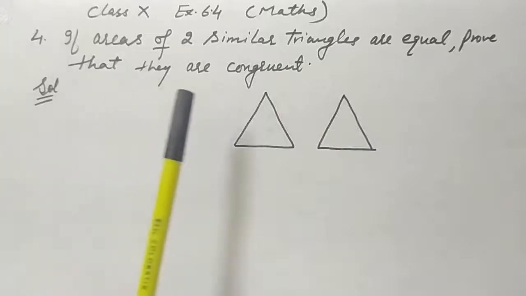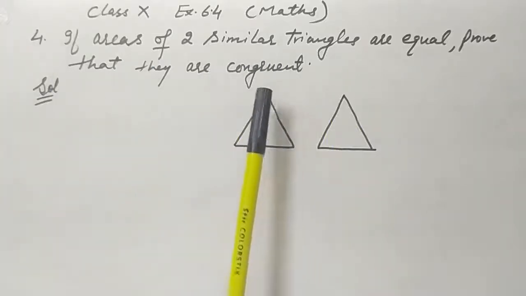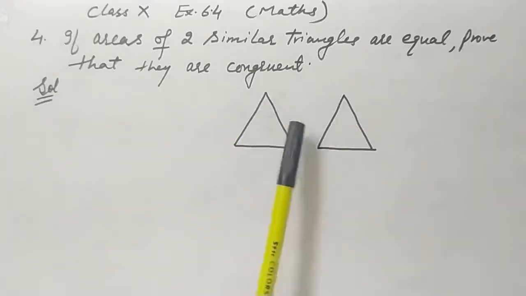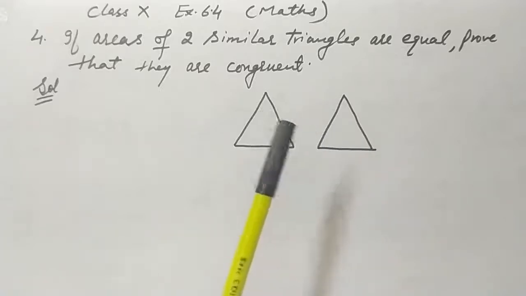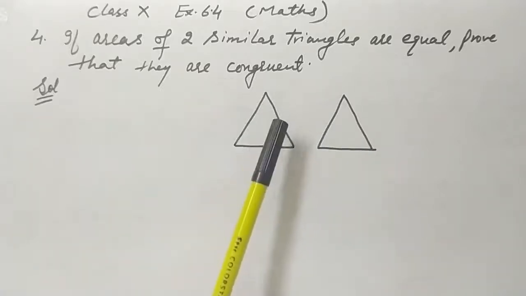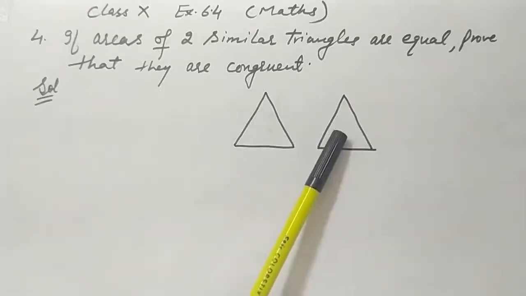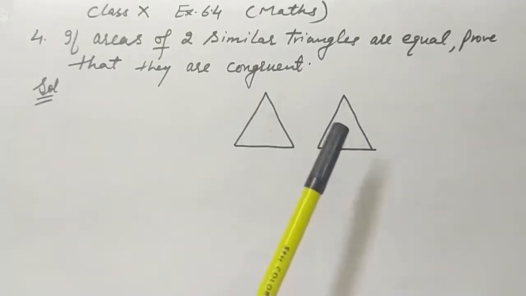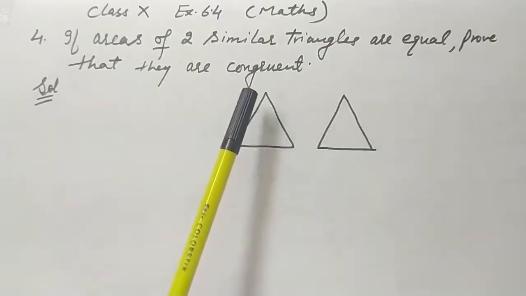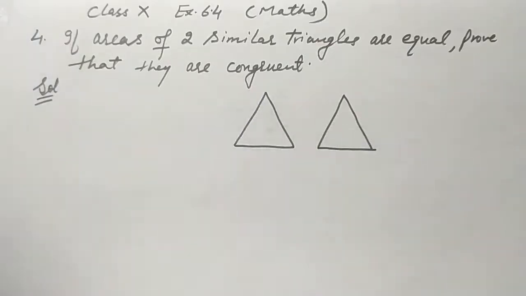This is taken from class 10, exercise 6.4, and the fourth question is: if areas of two similar triangles are equal, prove that they are congruent. So in this question, two triangles are given that are similar also and their areas are equal also. And we have to prove these two triangles as congruent. So let's start the question.